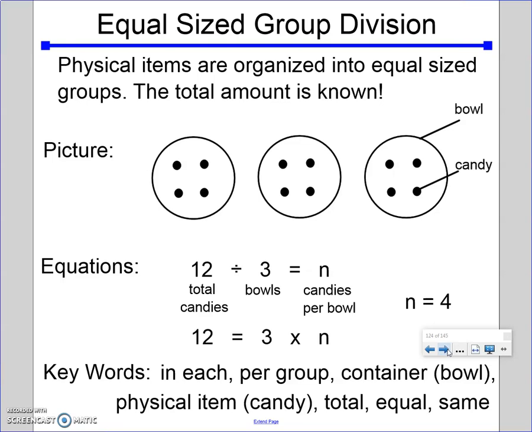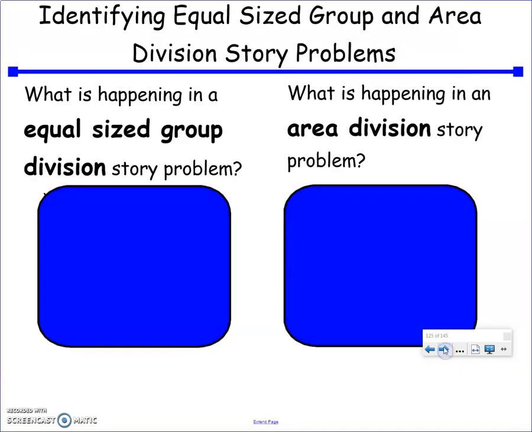Key words that will help us identify an equal-sized group problem are words like in each or per, of course some kind of container, and also physical items that are in the container, and often we'll see the word equal as well.